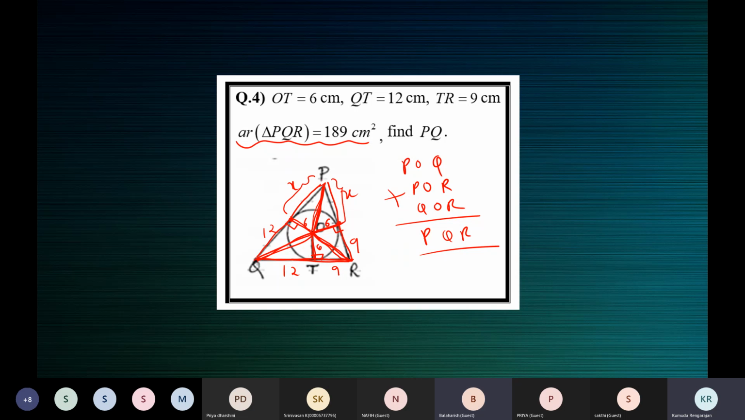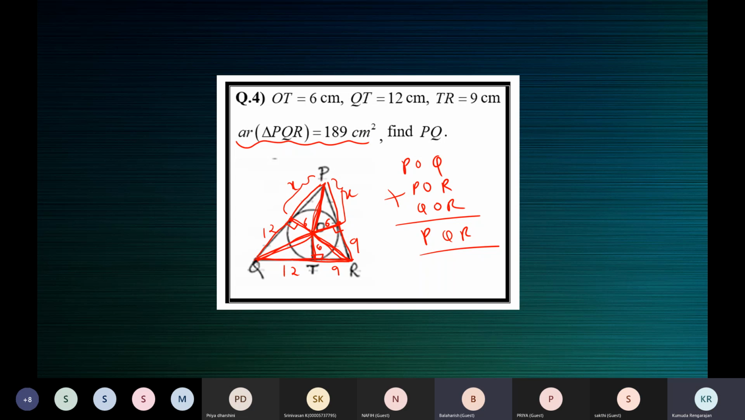So in triangle POQ, children, listen carefully. Which is the base and which is the corresponding altitude? Ma'am, 12 plus 6 is base. Very good. X plus 12 is the base, and the value of the altitude? 6 centimeters. 6. Very good.